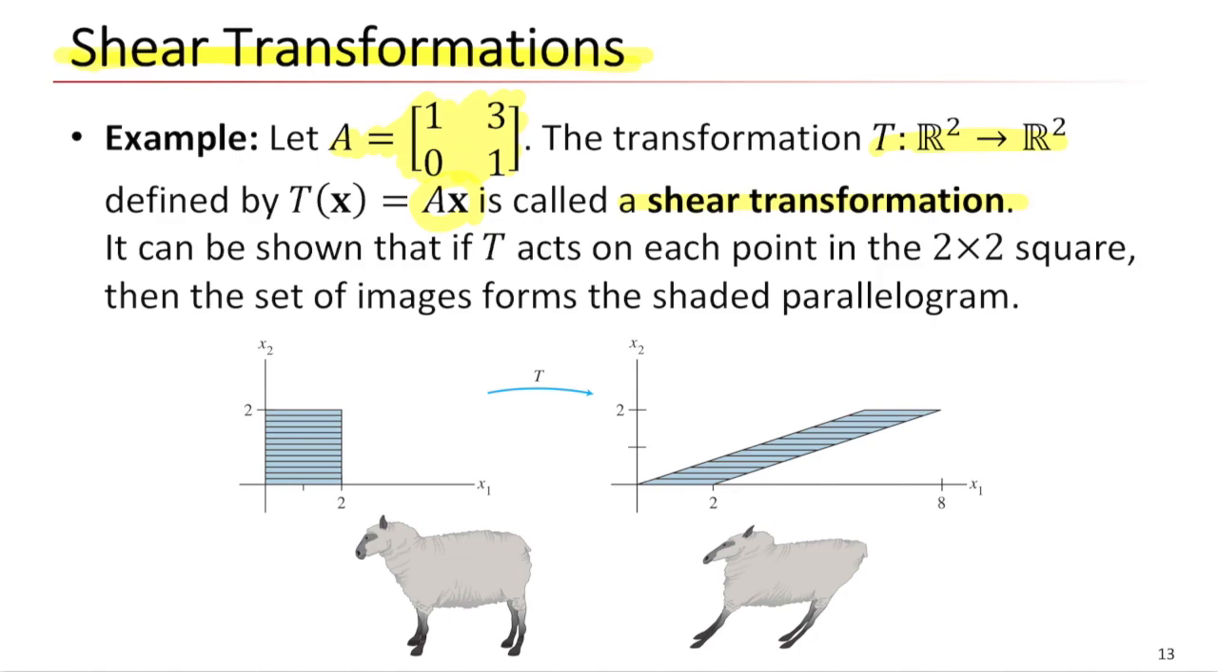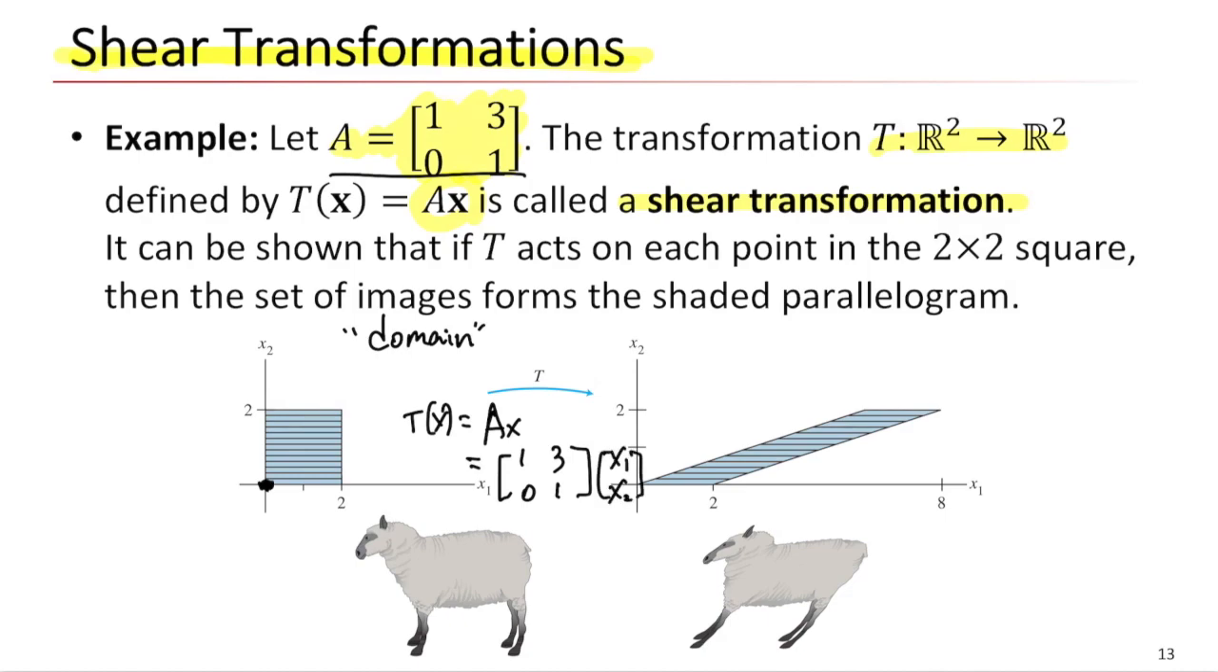So what is that? We have a domain here in the R2 space. Then by using this transformation, T(x) = Ax, let's say [1, 3; 0, 1] times (x1, x2). In this case, (0, 0) can be mapped to this point, right? Then what about (2, 2)? Using [1, 3; 0, 1], (2, 2) will be mapped to (8, 2).